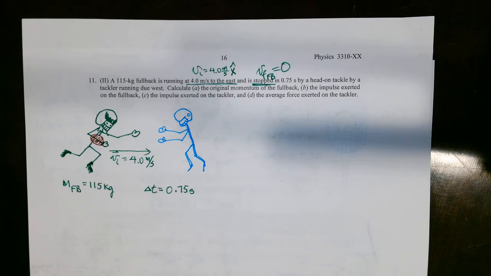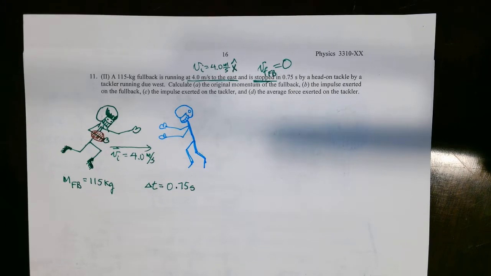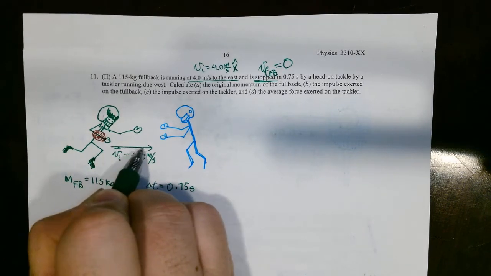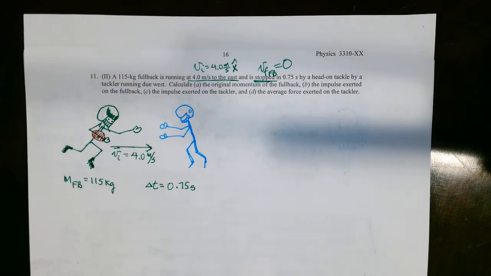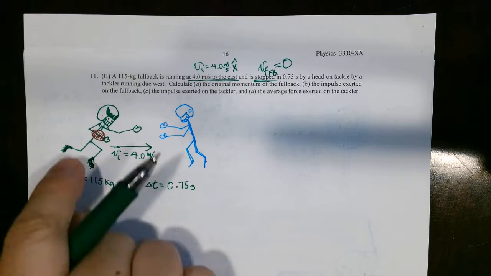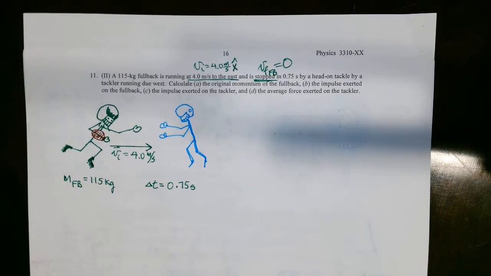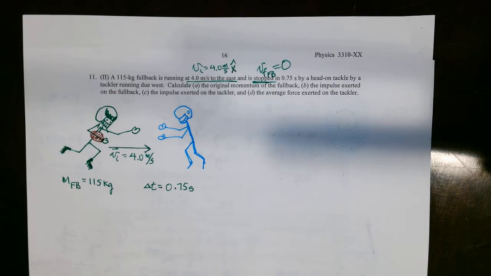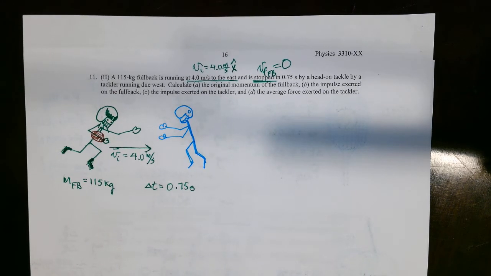So they get a head-on tackle by a tackler running due west. We don't know exactly how fast he's moving, and we don't know the mass of the tackler, but we do know that he stops him. So calculate part A, the original momentum of the fullback. Well, that's pretty easy.